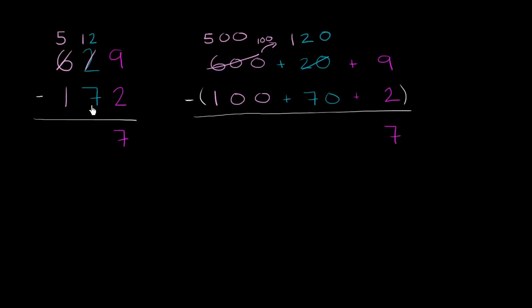12 tens minus 7 tens is 5 tens. Or you could say 120 minus 70 is 50. And then finally, you have the hundreds place. 5 minus 1 is equal to 4. But that's really 500 minus 100 is equal to 400. And so you get 457, which is the same thing as 400 plus 50 plus 7.